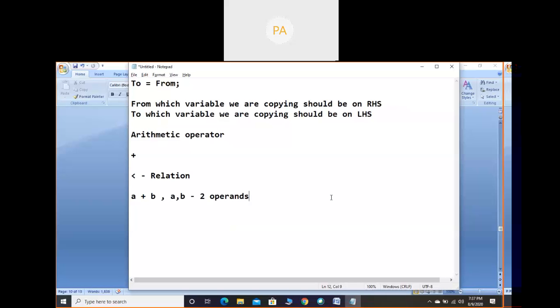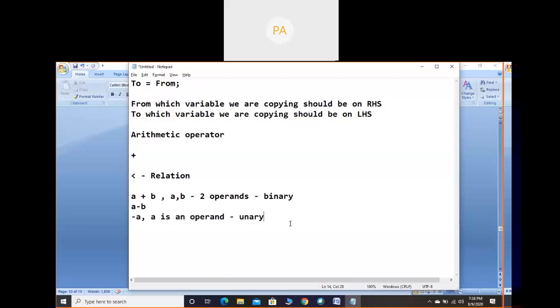If I write minus A, for the minus symbol we can write only one operand. So here only one operand is there, that is A. So minus is called a unary operator here. Of course, we can write A minus B, and we can also write minus A, which is unary minus. So wherever we have two operands, we should call it a binary operator, and wherever we have only one operand, we have to use the word unary operator. So operators are classified based on the number of operands we are using.